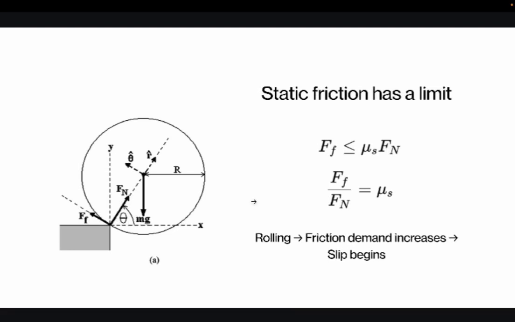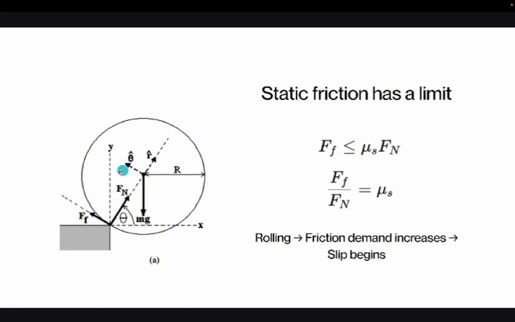At first, it may seem that the ball can continue rolling without slipping all the way until it loses contact with the table. However, Bacon showed that this is impossible. The reason is that the static friction is limited. The maximum available static friction is given by this condition.